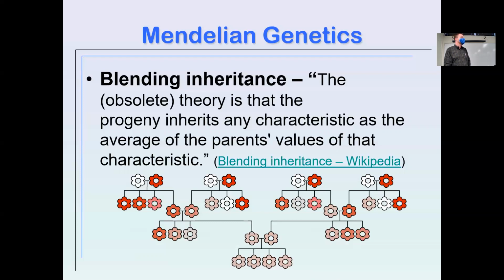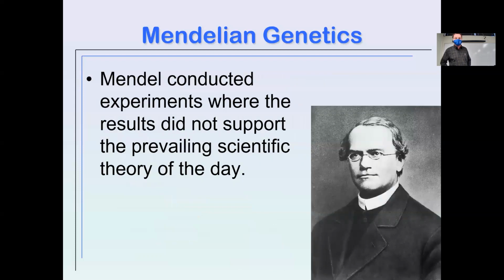So it's understandable why this would be the prevailing theory, but this was the prevailing theory. What we have to understand is Mendel conducted experiments, and the results he found did not support the prevailing theory. Okay? So imagine, and again, keep in mind, we're talking about the 1800s here. We're not talking about modern time.